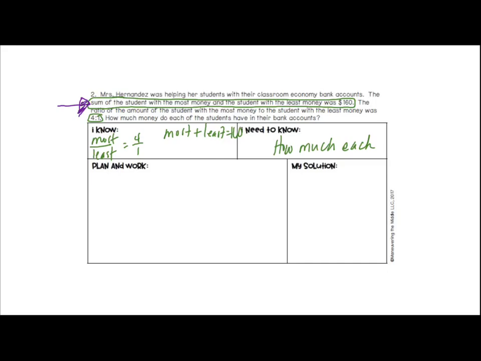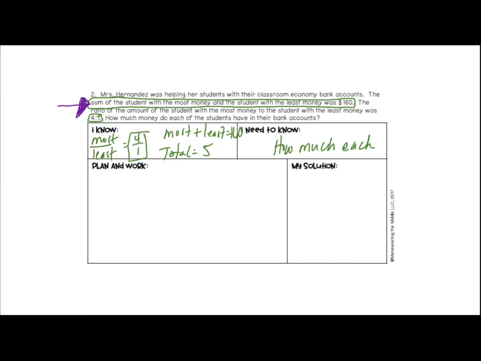So what this means is that since this problem is giving us some information that includes a total, I'm going to have to also include a total. So I'm going to use this small sample ratio that they gave me, and I'm going to find the total of it, which would be 5. 4 plus 1 is 5.